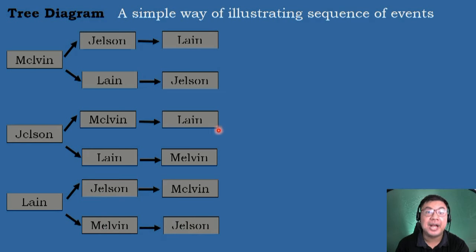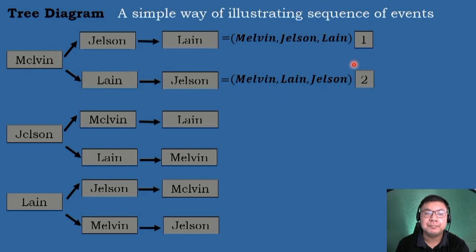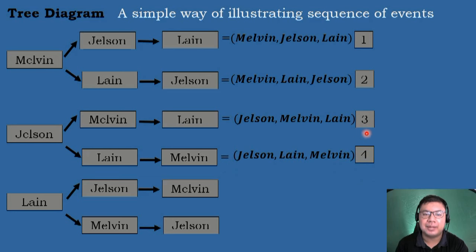After we have constructed the tree diagram, we will now write the possible results. So we have Melvin, Gelson, Lain. This is the first possible outcome. We have Melvin, Lain, Gelson. This is the second possible outcome. And then we have Gelson, Melvin, and Lain, the third possible outcome.